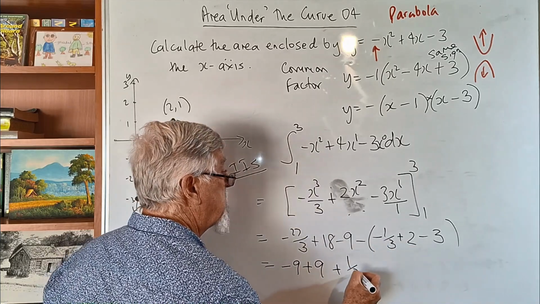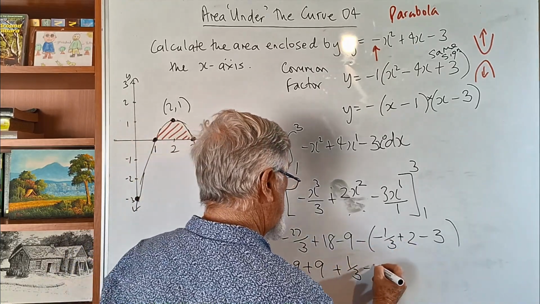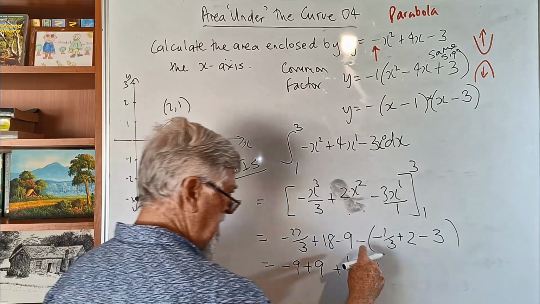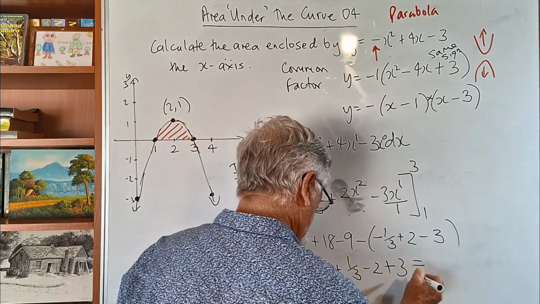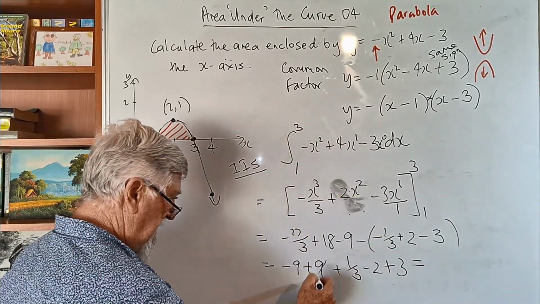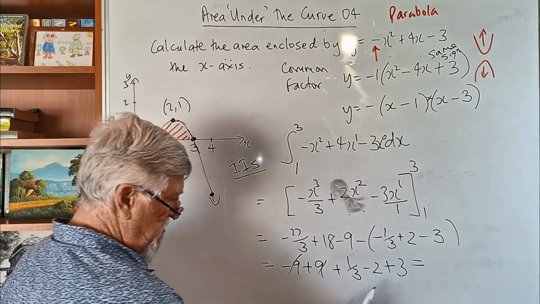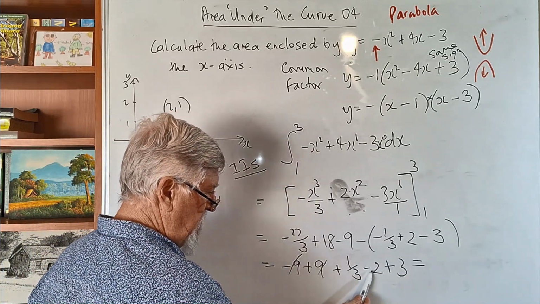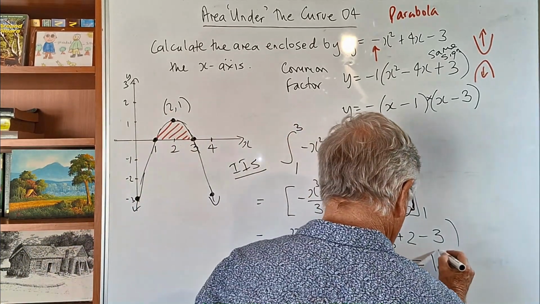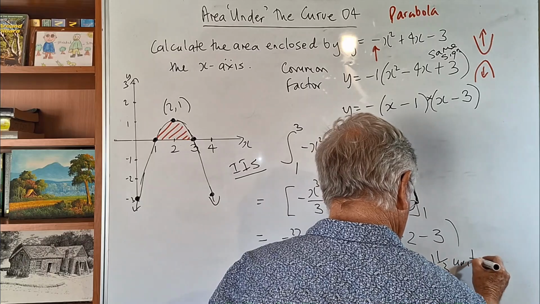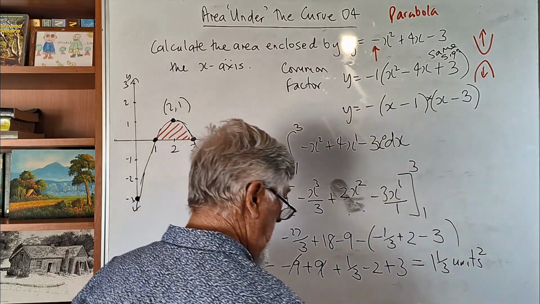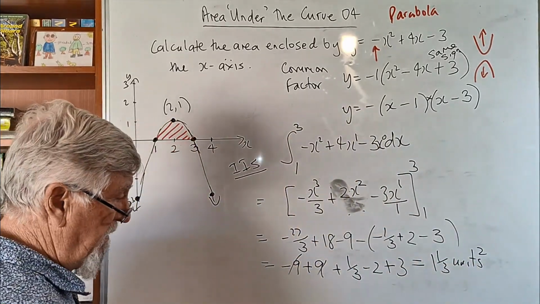So careful, that's 1/3. I've got minus 2, and then that becomes a plus 3. And we have to work out what all those numbers are. Good part is they cancel each other out. This is just 3, take 2, which is 1, plus a third. And we've got 1 and a third. So there's the answer to the question. We've got 1 and a third unit squared. Remember, most places can't talk about unit squared.